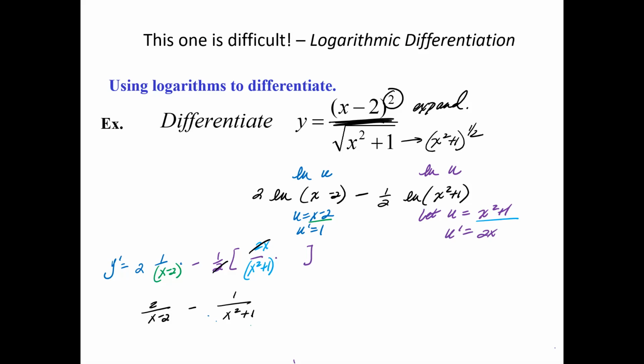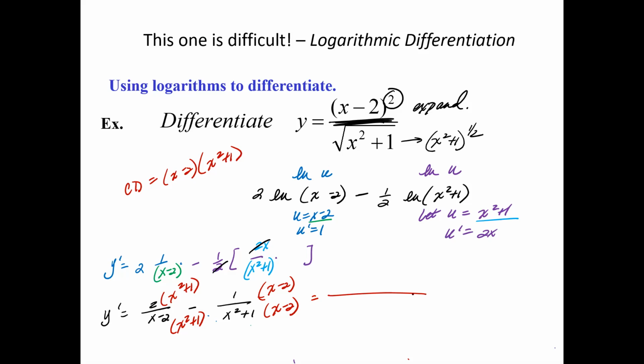So as always with a fraction, you want to have the common denominator by combining the 2 fractions. So your common denominator is going to be x minus 2 times x squared plus 1. So I'm going to multiply the first fraction by x squared plus 1, top and bottom. Second fraction, multiply by x minus 2, top and bottom.